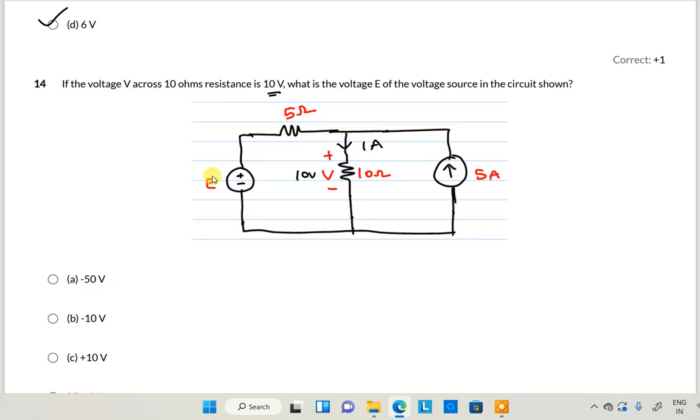What about the current now? This is 5 amperes, this is 1 ampere. That means here the current will be 4 amperes definitely. Whenever the current is 4 amperes, this is positive, this is negative. You can find E. The formula will be E plus 5 into 4, 20. Here negative to positive, positive to negative fall in voltage, that is minus 10, is equal to 0. From that, E is equal to minus 10 volt. What is the answer? E is equal to minus 10, and option B is the correct option.